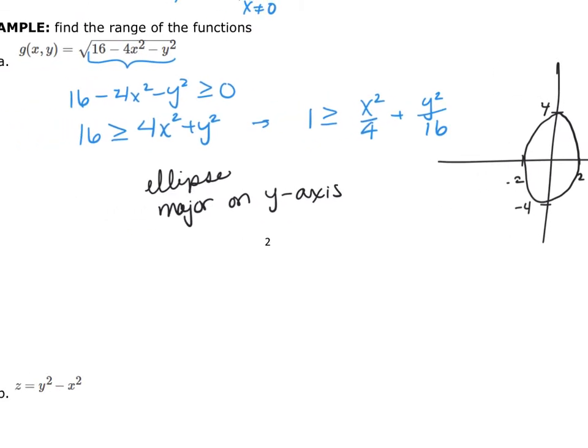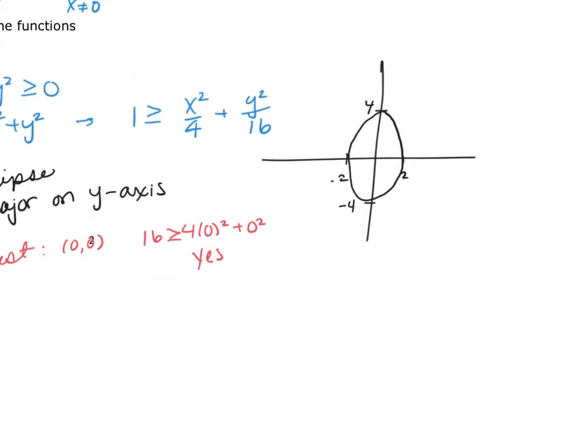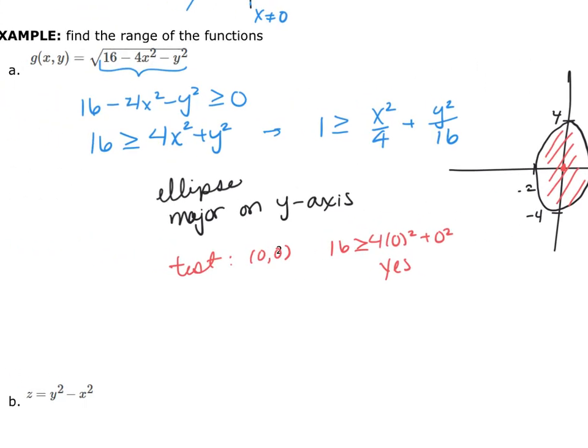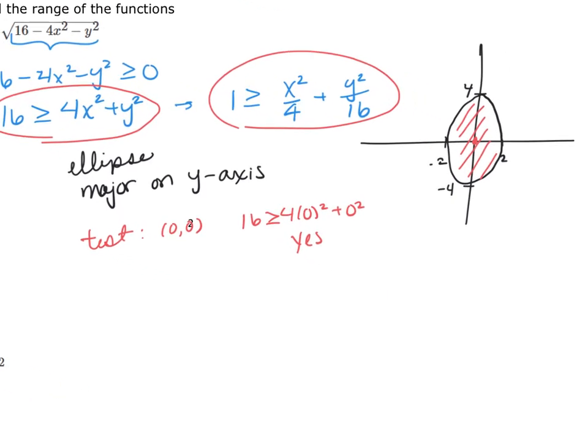Now, in this case, I want the inside, and if I'm not certain, I'm going to do a test. I think I want to do (0, 0) as my test. So I test it: is 16 greater than or equal to 4 multiplied by 0 squared plus 0 squared? And the answer is yes. So that's where my test point is, so I'm going to shade toward my test point. So in this case, my domain is going to be this equation right here, or you can write this equation, either one. That's going to be your domain.